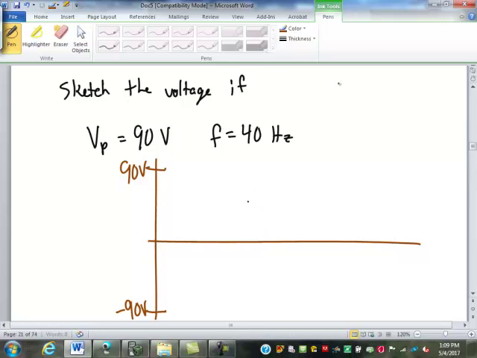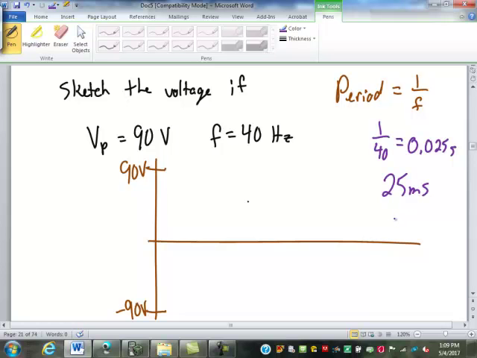What is my period? Well, frequency is 40 hertz. Period, remember, is 1 over the frequency. So 1 divided by 40 is 0.025 seconds, right? So it is 25 milliseconds is a period. So that means 25 milliseconds is 1 complete cycle.